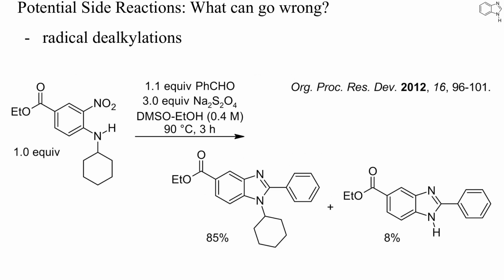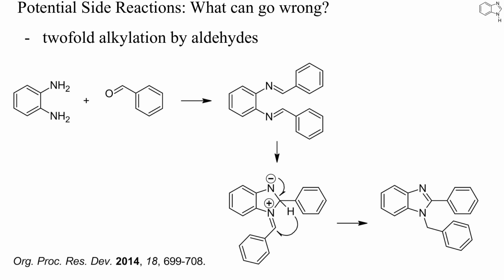If nitro groups are reduced by single electron transfer, the intermediate radicals can cause various side reactions, for instance dealkylations, as in this example with dithionite as reducing agent. The imines resulting from diaminobenzenes and an excess of aldehyde can cyclize and aromatize as sketched here, without the need of any additional reducing or oxidizing reagent. This can be prevented by first converting the aldehyde into a less reactive bisulfite adduct. I've shown you an example at the beginning of this video.